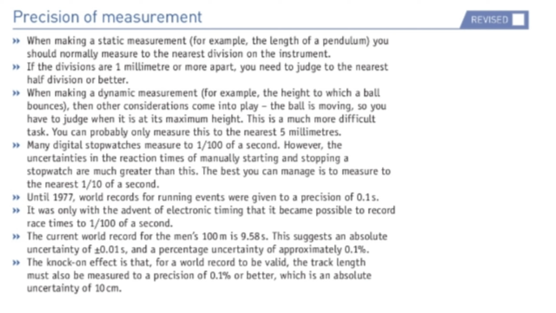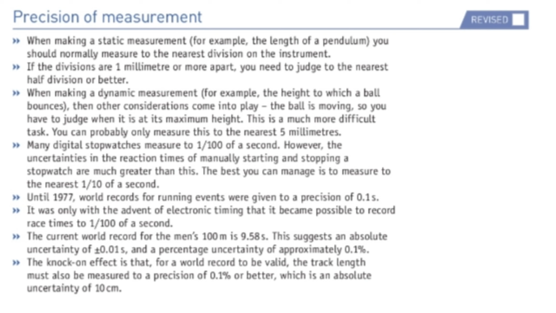If the divisions are 1 mm or more far apart, you need to judge the nearest half division or better. When making a dynamic measurement, for example, the height to which a ball bounces, other considerations come into play. The ball is moving, so you have to judge when it is at its maximum height. This is a much more difficult task. You can probably only measure this to the nearest 5 millimeters.